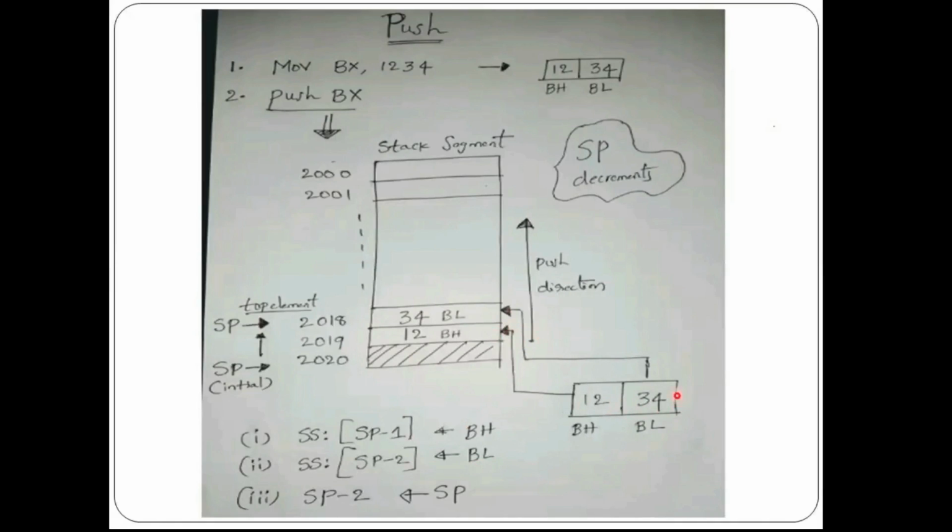Now in the same way, BL. Who is getting this BL value? SP minus 2. What is the current value of SP?